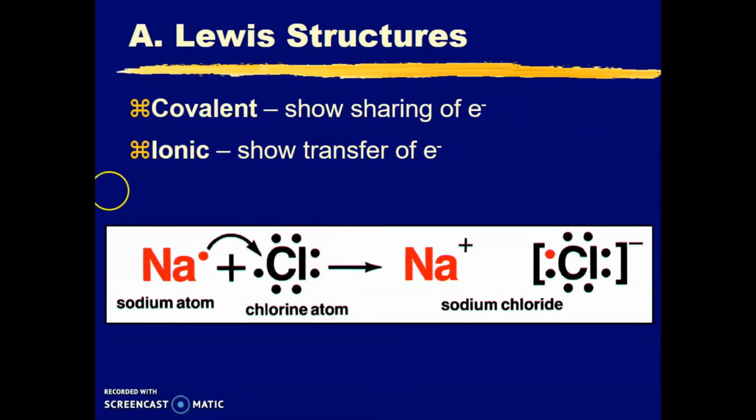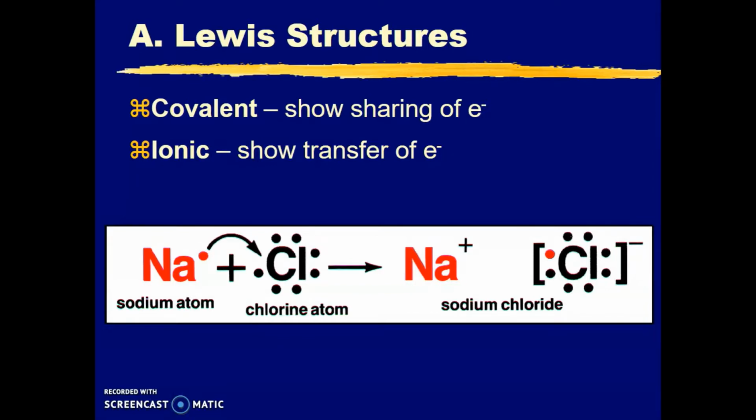So when that transfer happens, Na now has no dots on it and gets a plus sign, because remember, when you lose a negative, you become a little bit positive. And then we draw the chlorine with 8 dots now, and we give it a little negative sign to indicate that it has that extra electron because it gained that negative.